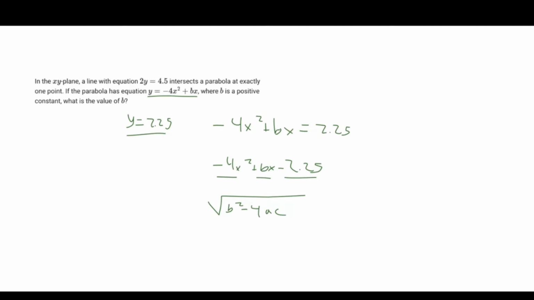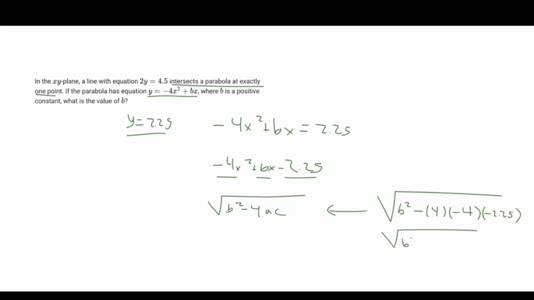So since we know it intersects the parabola at exactly one point, we know that it has to have 1 solution. If this doesn't make sense, I'll clarify later when we actually show you how to do it with the graph. So right here, we can just write this out because we know the a and c values. So right here, we have b squared. We don't know what b is. We know it's minus 4. Then a is just negative 4. Oops. A is negative 4. And c is negative 2.25. So we can calculate this out, and this is what we will get.